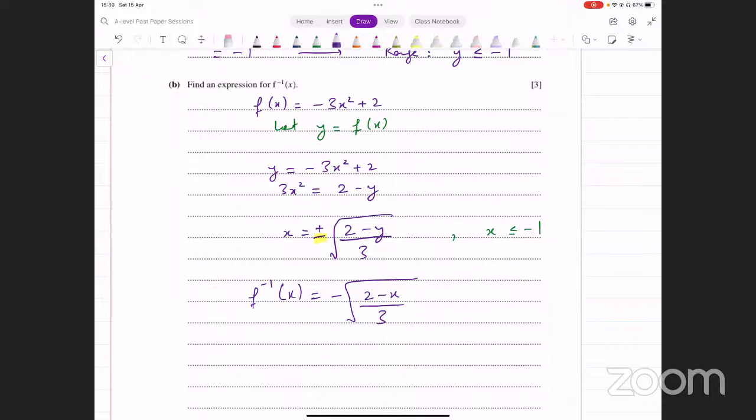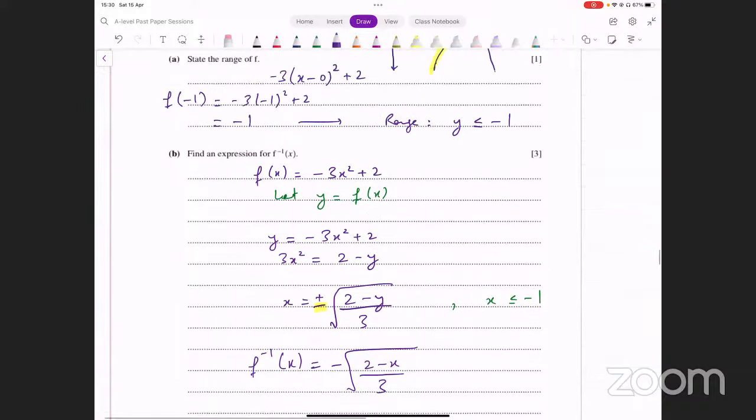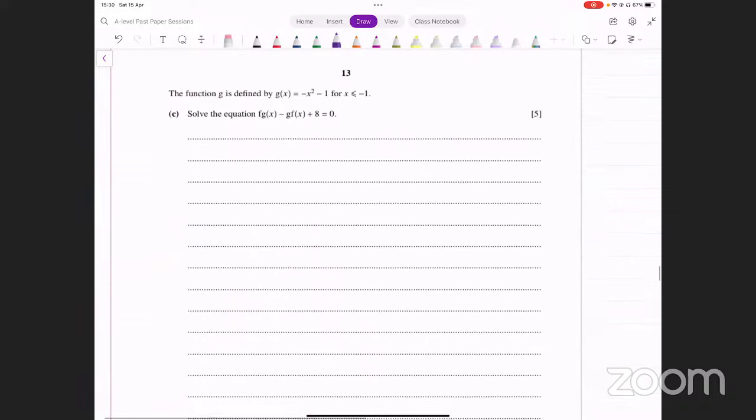Okay, minus यूज करना है यहाँ पे, उसका एक मार्क इसका होगा, साइन करेक्ट यूज करने का. Let's move on. Part C of this. It says the function g is defined by this. For x less than or equal to minus 1, solve this equation fg of x minus gf of x plus 8 equals 0. Okay, now let me write down f of x here as well.